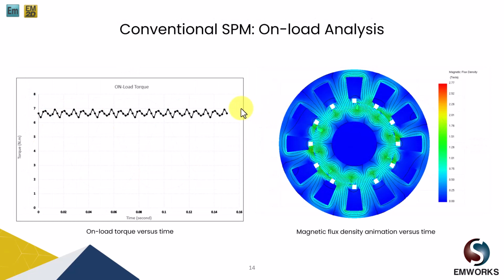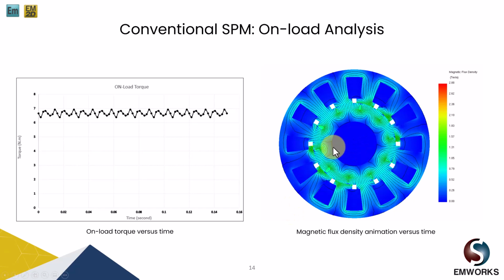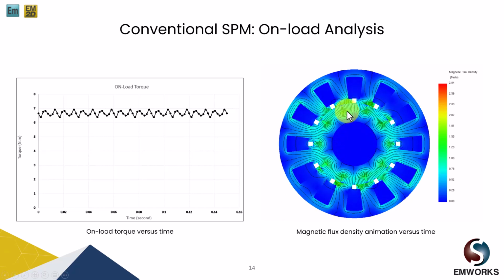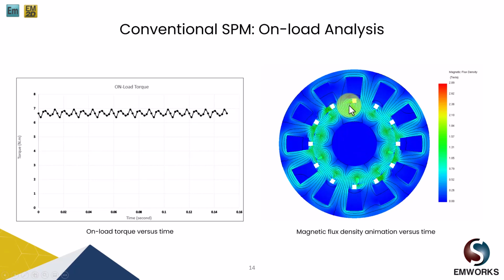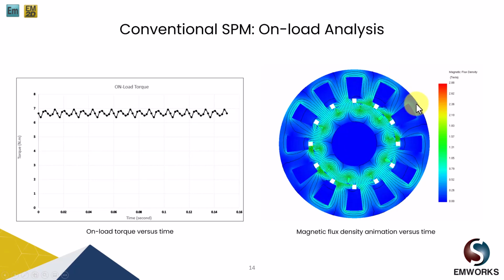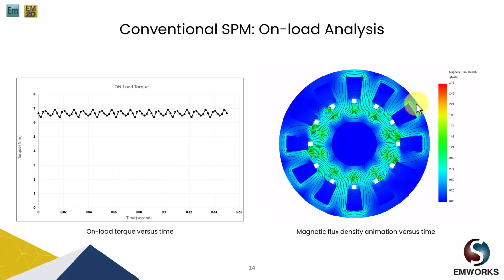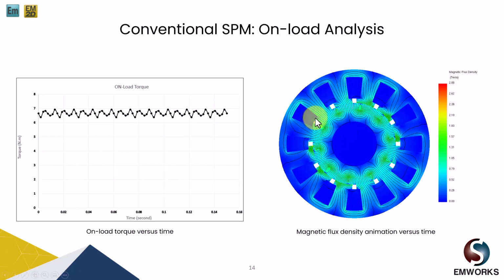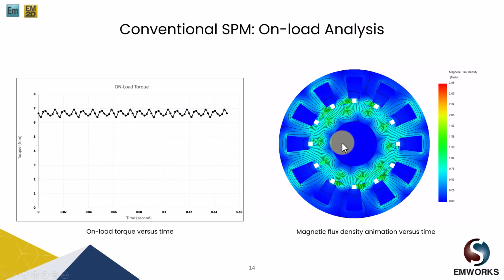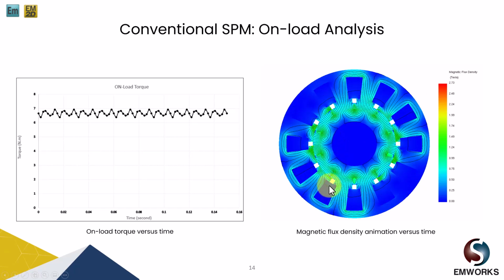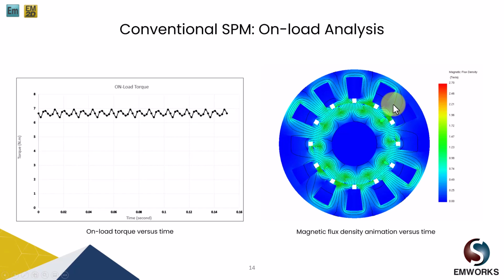Next, we obtained its on-load torque, and the magnitude is close to 6.5 Newton meter, and in the on-load analysis we obtained its magnetic flux density. So as we can see, the flux saturating at the tooth or near the stator back iron is close to 1.8 Tesla, which is well within the limit of the material, and the flux density plot looks fine, and as the rotor rotates, we have a rotating magnetic field.